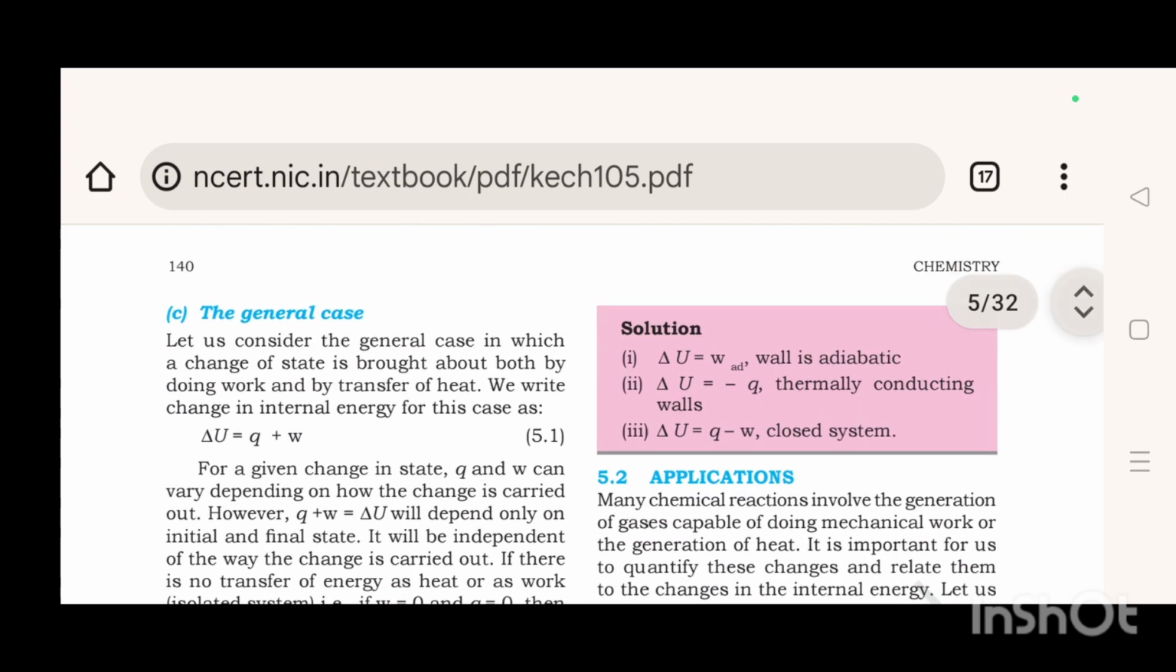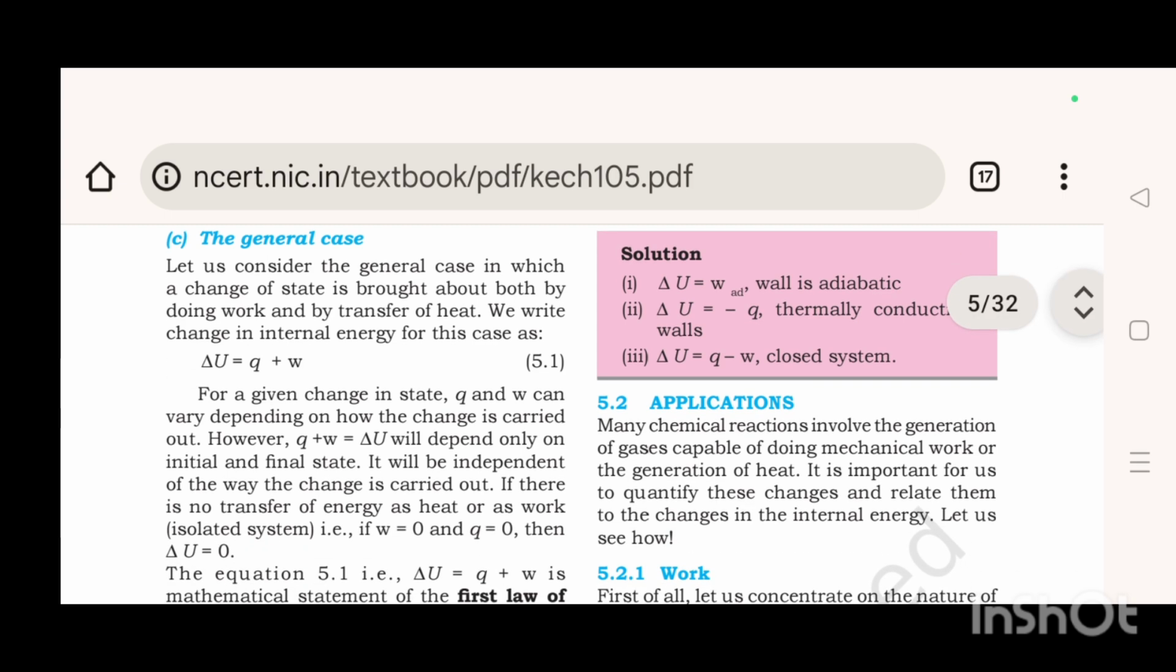The general case. Let us consider the general case in which a change of state is brought about both by doing work and by transfer of heat. We write the change in internal energy for these cases as delta U equal to Q plus W. For a given change in state, Q and W can vary depending on how the change is carried out. However, Q plus W equal to delta U will depend only on the initial and final state. It will be independent of the way the change is carried out.